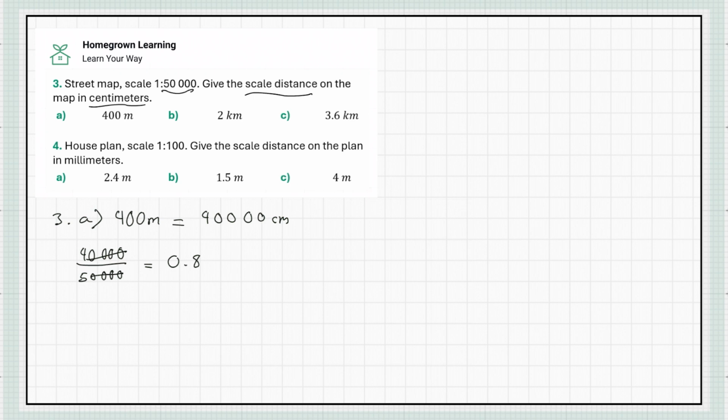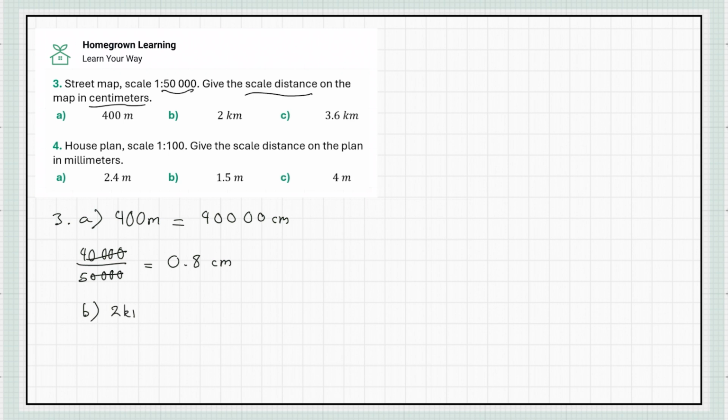Alright, if we're at 0.8, then it's 0.8 centimeters. So 400 meters on our map is represented on the map as 0.8 centimeters. So 400 meters in real life, 0.8 centimeters on the map. Now let's do 2 kilometers.